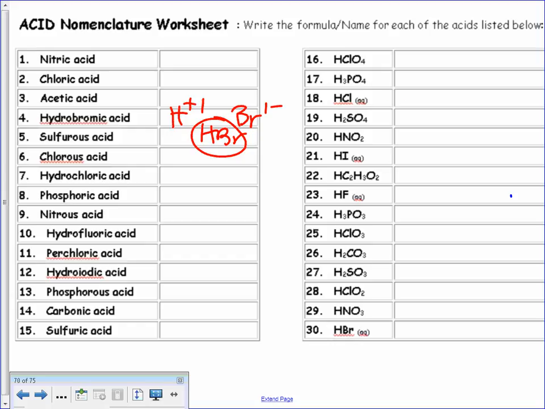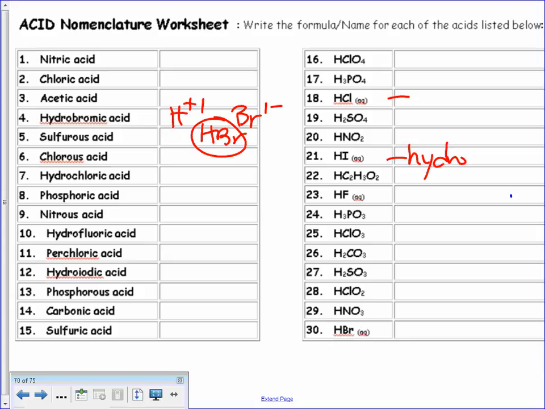I see 18. We already did that example though, so go down a couple more. 21, HI. How do I know it starts with hydro? It is binary. Everything starts with an H, but you don't hear me saying hydro, right? Everything starts with H. That's the deal with acids. But it starts with hydro because it's a binary acid.